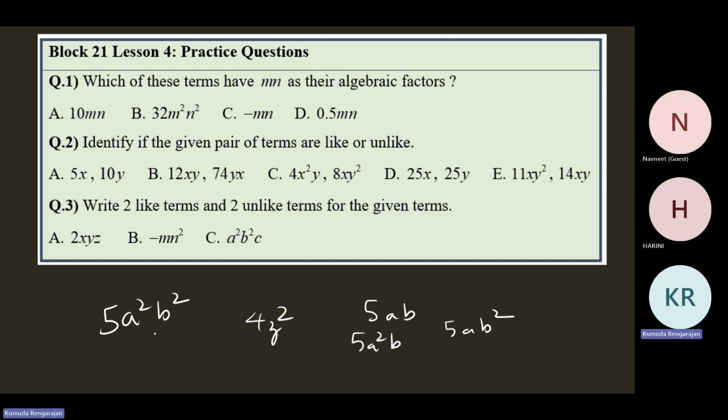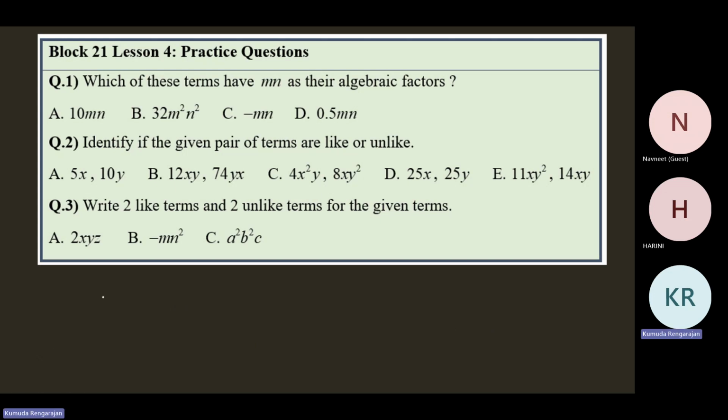Yeah, the expression you write should not have a square b square. Anything other than that it can have. See, 5ab and 5a square b square, they're not like terms because this is a square b square and this is only ab. If we write 5a square b cube, still it's not the same. If you write 5a cubed b square, it should be exactly the same. The algebraic factors, the letters must be exactly the same. A square b square means it should be a square b square only. Now this is a cubed b square. No, they're not like terms.